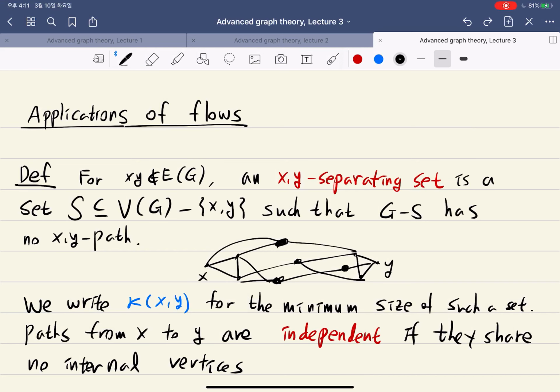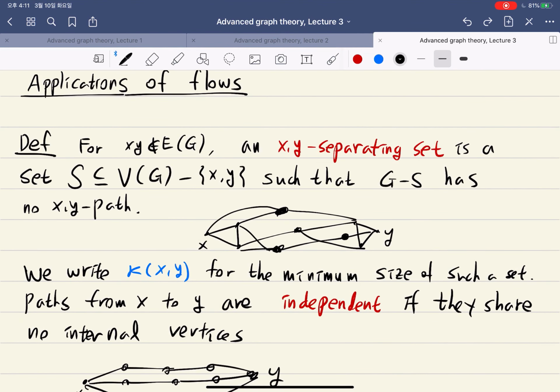So far we have learned about flow. Today, let's see what kind of application we can get from the flow theory. So let's recall some concepts from the flow theory.